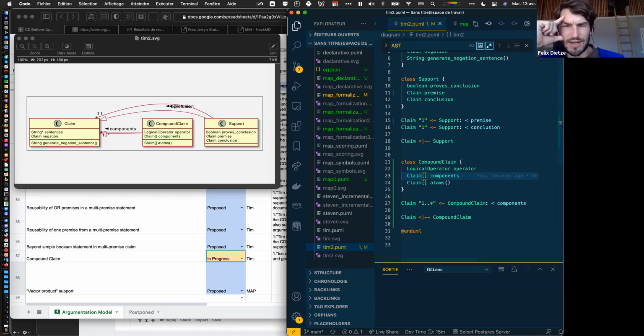Compound claim is basically the conjunction of components. No, it can be a conjunction, it can be a disjunction. It's a node in the abstract syntax tree, right? And it can have another compound claim as a component, because the abstract syntax tree is a recursive structure. Yeah, understood. And atoms yields the leaves of the tree.